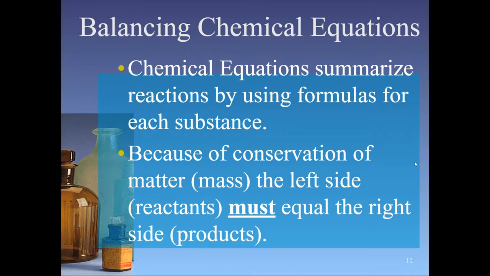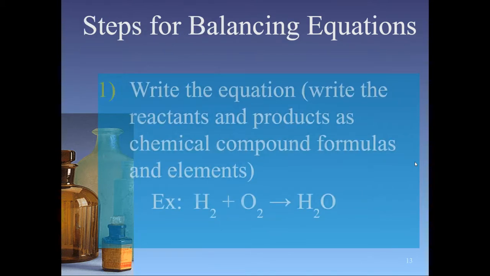Because of the conservation of matter, the left side, also known as the reactants, must equal the right side, which is also known as the products. So how do we do this? Well, number one, you write the equation. You write the reactants and products as chemical compound formulas and elements. For example, right here, H2 plus O2 gives us H2O. So this is how you start. You write out the chemical equation.